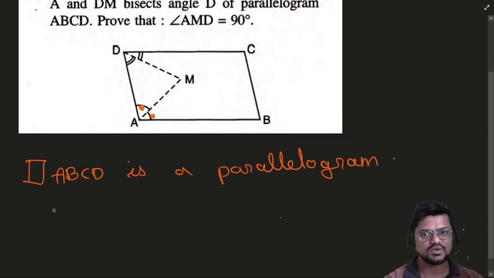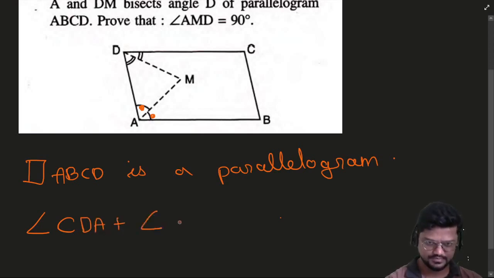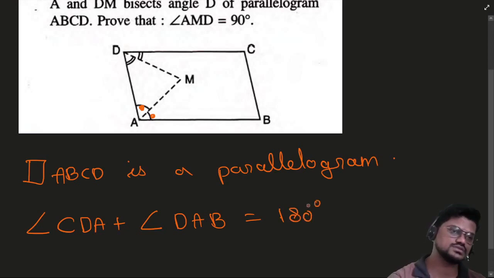So what we can say, angle CDA plus angle DAB will be equal to 180 degree, co-interior angles. Yes or no? This angle plus this angle will be equal to 180 degree.